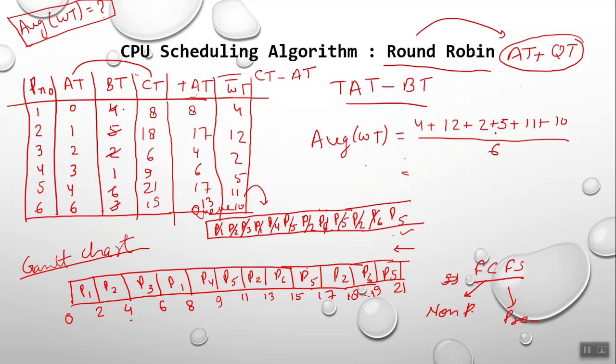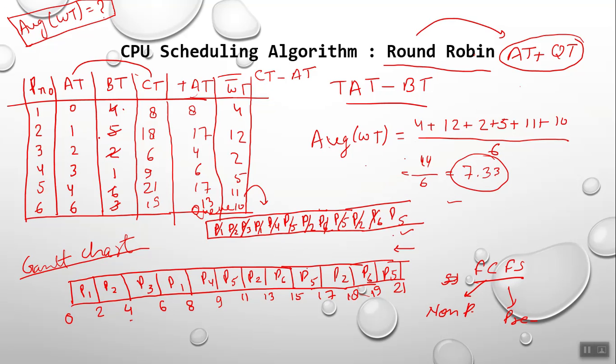And 16, 21, 26, 28, 38, 40, 44, 44 by 6, 7.3 something, right? 7.33 something. So that's how you can calculate these values.